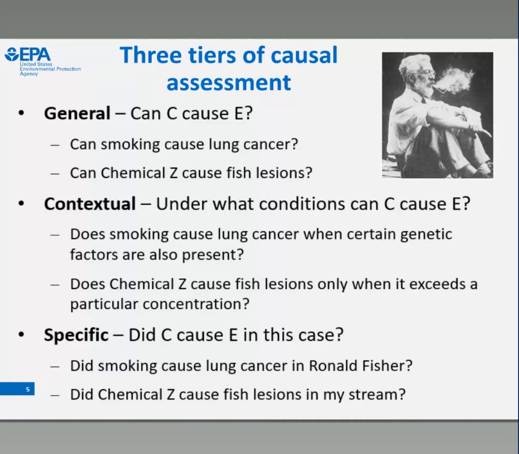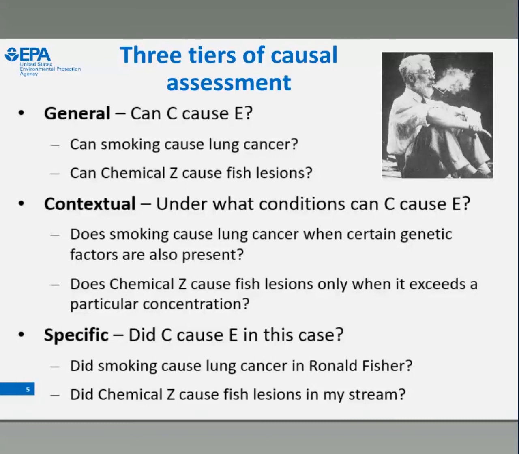Contextual causation examines the conditions under which a specific cause can result in a specific effect. For example, does smoking cause lung cancer only when certain genetic factors are also present? Or does chemical Z only cause fish lesions when it's present above a certain concentration? Contextual causation starts to tease apart the key factors that affect whether cause-effect relationships are observed. Specific causation examines cause-effect relationships in very discrete situations. Did smoking cause lung cancer in Ronald Fisher? Did chemical Z cause fish lesions in my stream?